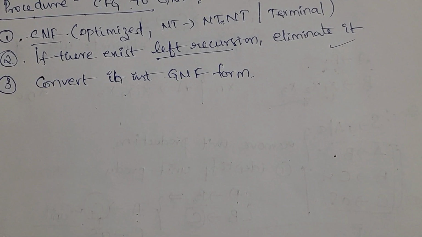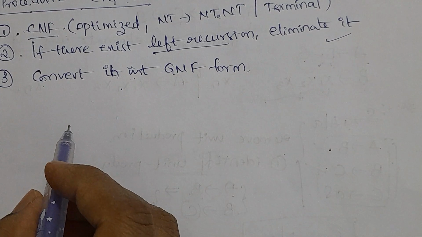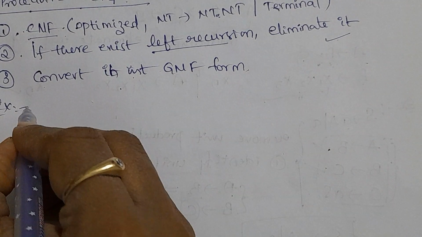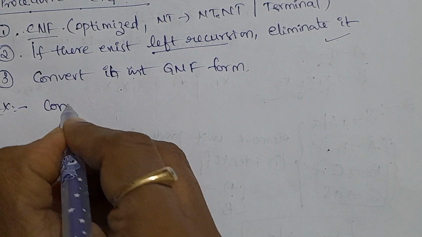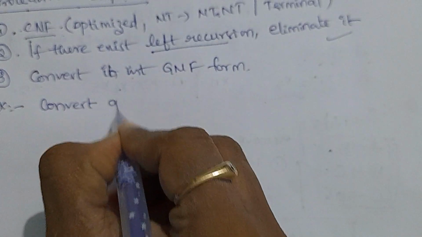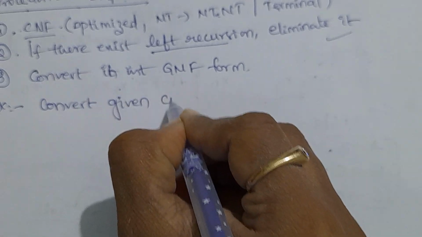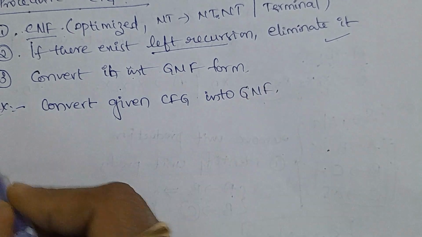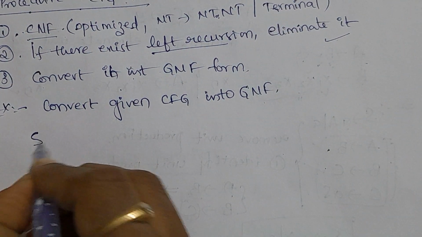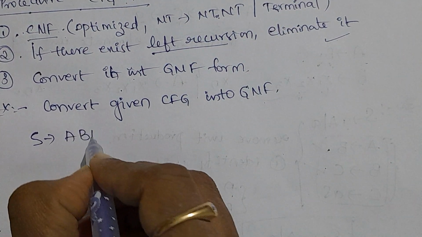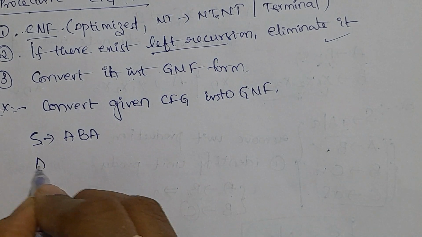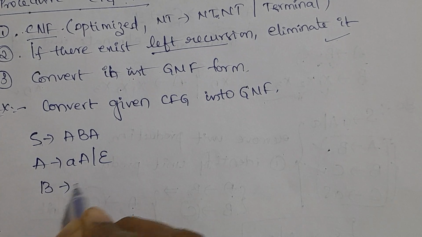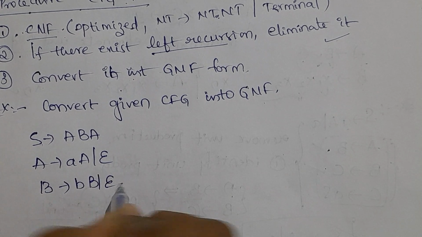Now let's solve a simple example, where we need to convert the given context-free grammar into GNF, where the productions are S gives capital A, B, A, and A gives small a, capital A or epsilon, B gives small b, capital B or epsilon.